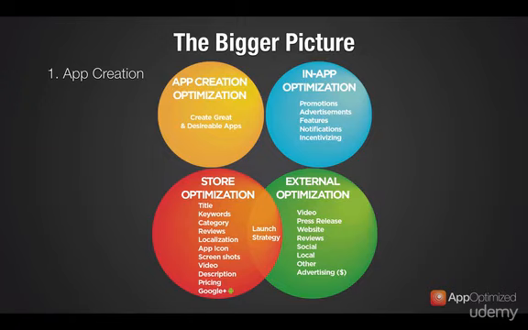The first step is app creation. The second step is app discovery. And the third step is app usage. This is the process that you would go through, as well as the process you would want prospective users to go through. For example, the first step is app creation, and that's the yellow circle. That's where you would be creating a great and desirable app. But after you've created the app and submitted it into the App Store, you want your prospective users to discover your app. That's where your different marketing efforts will come in.